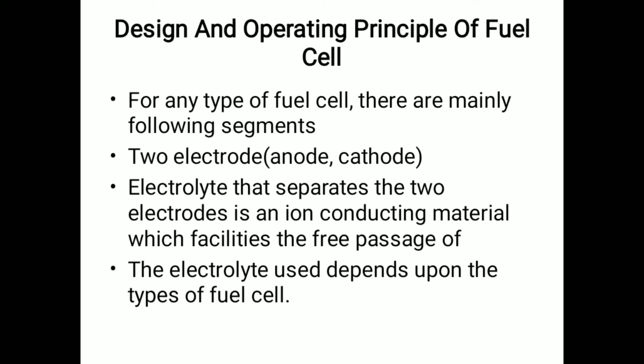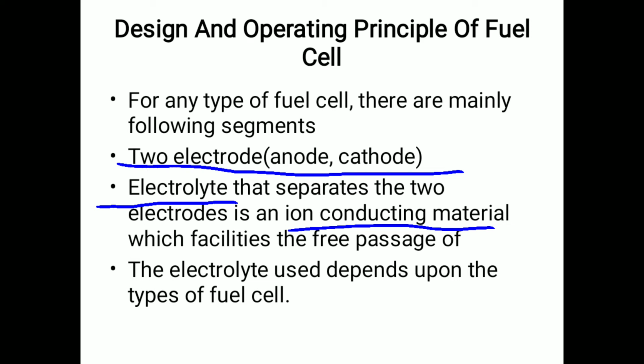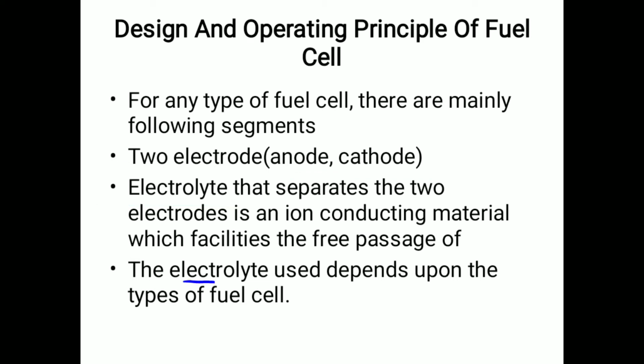So let's talk about the design and operating principle of a fuel cell. If we talk about its construction, a fuel cell has mainly three parts: two electrodes, an anode and a cathode, and an electrolyte. The electrolyte is used to separate the two electrodes, and it should be an ion conducting material so that ions can pass easily. Which type of electrolyte we use determines the type of fuel cell. If the electrolyte is different, then the fuel cell will be different.